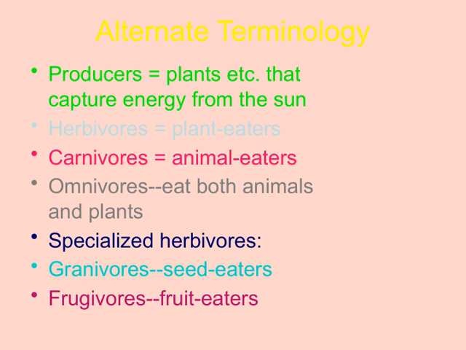Now, within herbivores, there are some specialized groups worth noting. Granivores are seed eaters, and they focus on consuming seeds, which are packed with nutrients. Then there are frugivores, or fruit eaters, that primarily feed on fruits. Recognizing these distinctions helps us see how different animals have adapted to specific food sources, which is key to understanding energy flow and ecological relationships overall. These terms, though different, all connect back to the bigger picture of how energy moves through ecosystems.